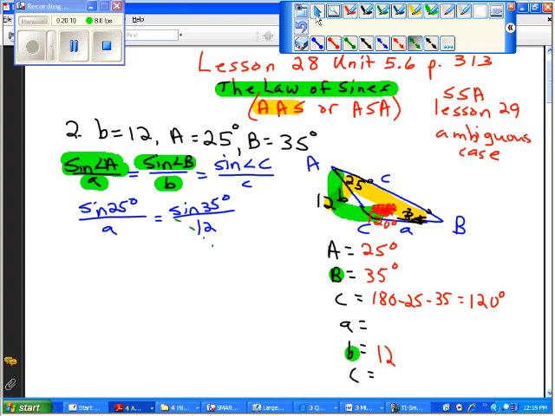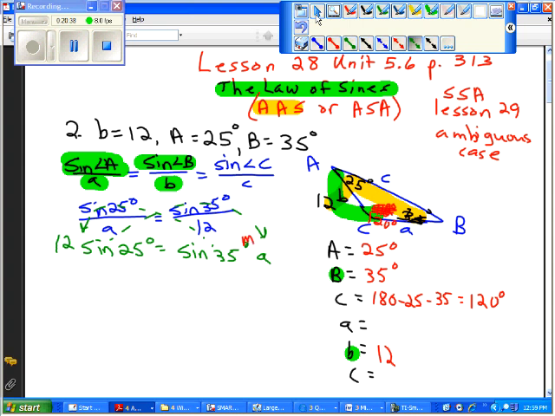To solve the proportion, we're going to cross multiply. So we're going to have 12 sine 25 degrees is equal to sine 35 degrees times a. So we cross multiply: 12 times sine 25 equals a times sine 35.